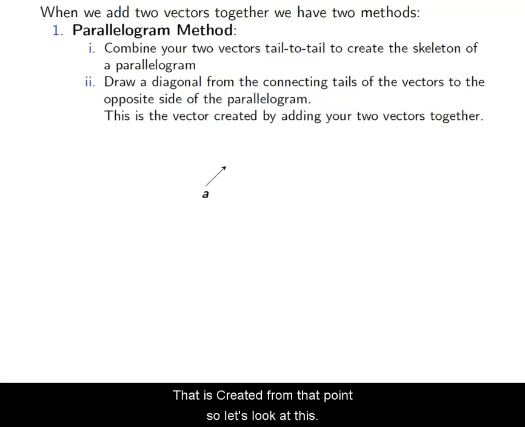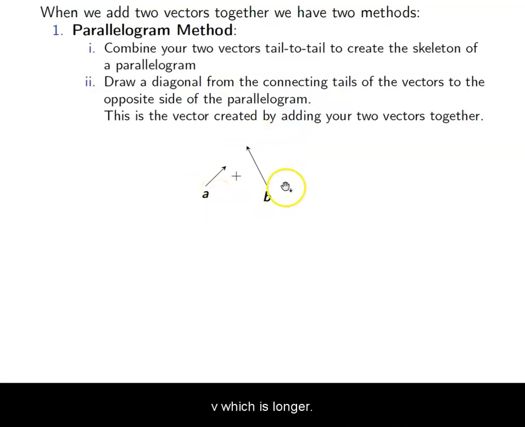So let's look at this in terms of an example. So here's a vector A. It points in this direction and has this length. I'm going to add it to a vector B, which is longer and points in this direction.